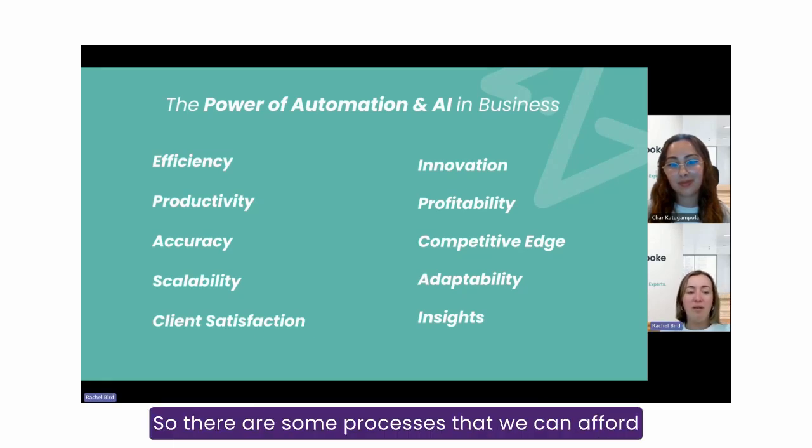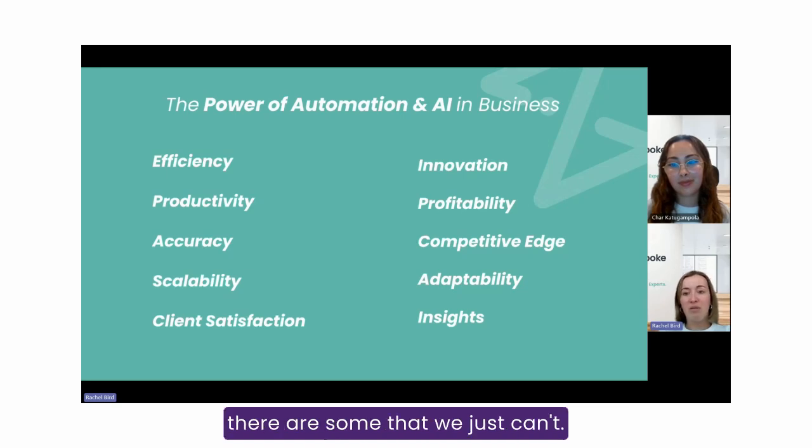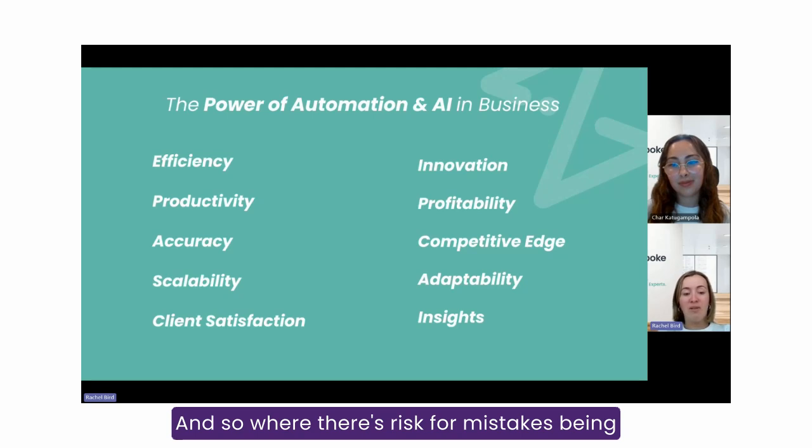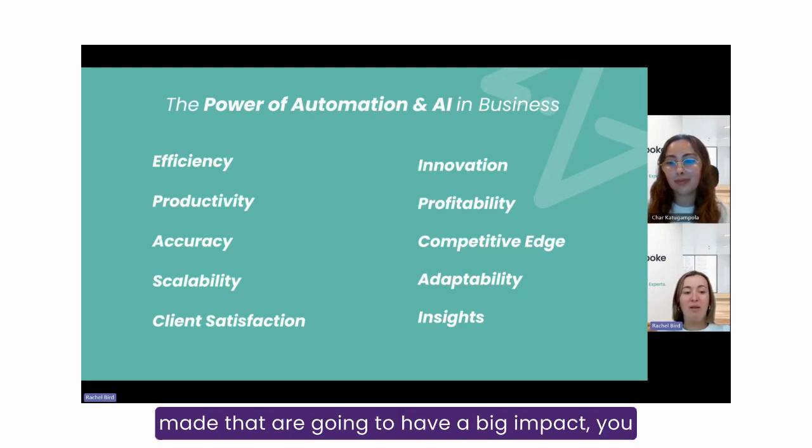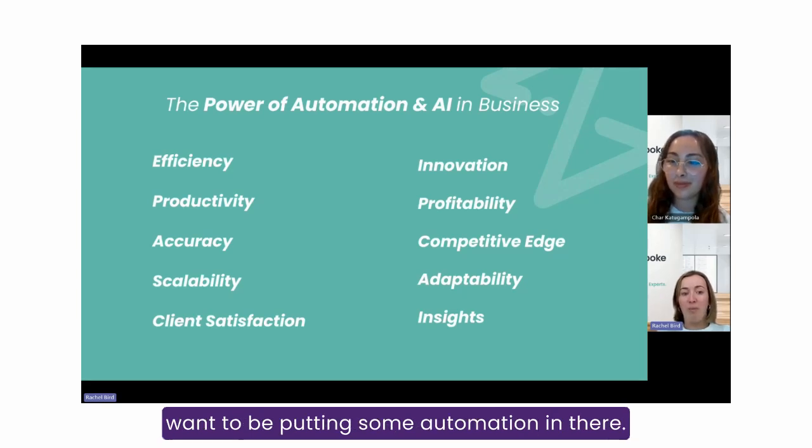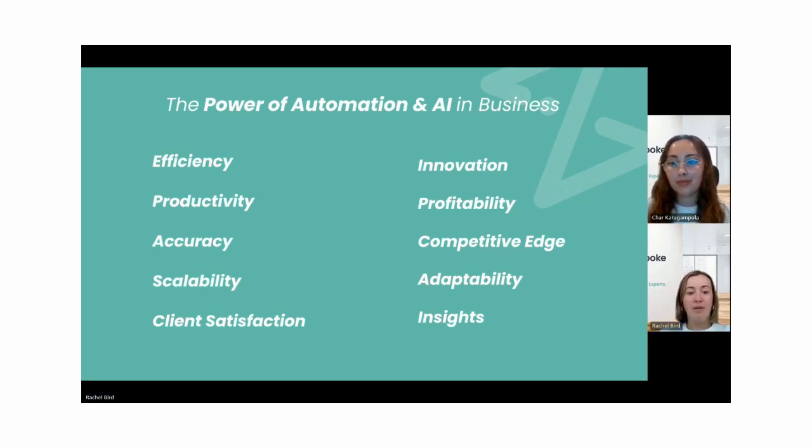Accuracy is another key one. So, there are some processes that we can afford to make maybe a few mistakes in, but there are some that we just can't. And so computers can process things a lot more accurately than we can. And so where there's risk for mistakes being made that are going to have a big impact, you want to be putting some automation in there.